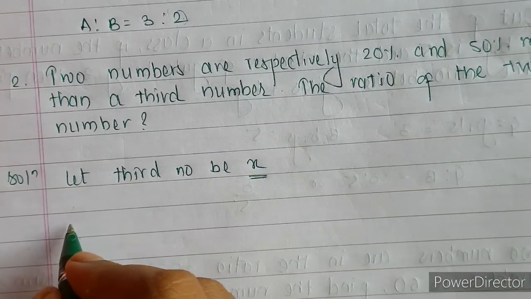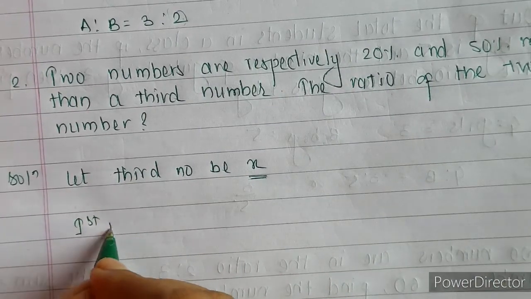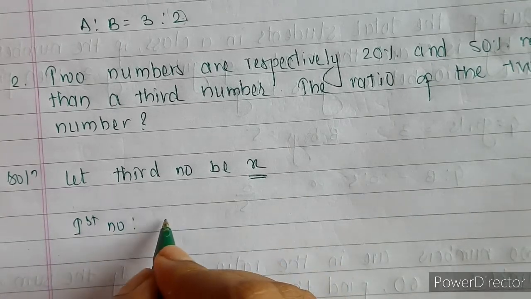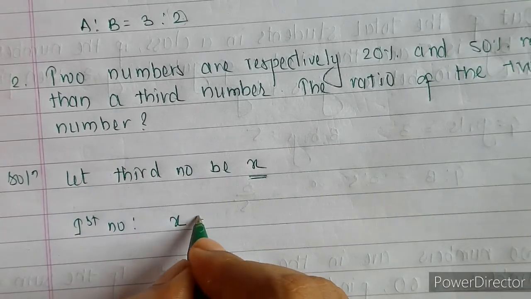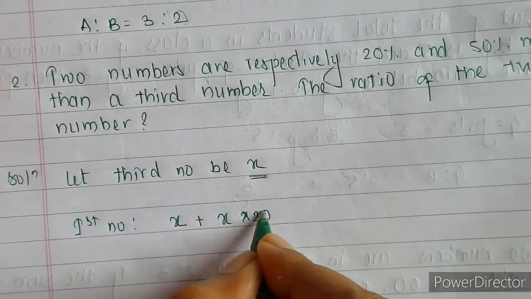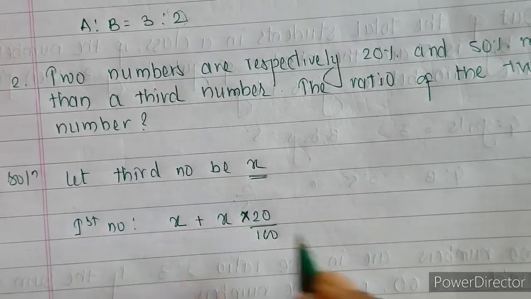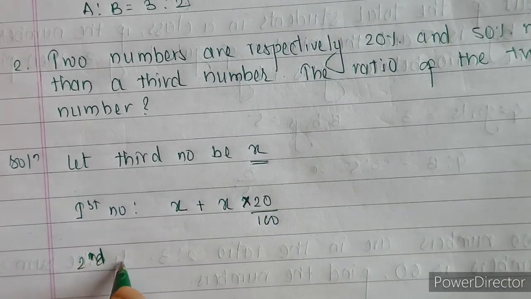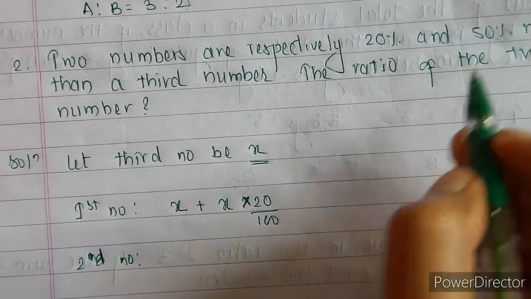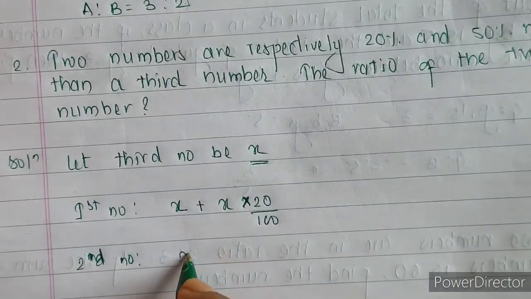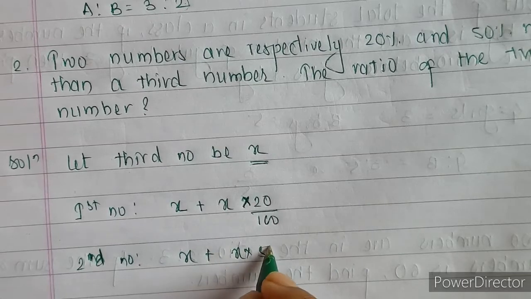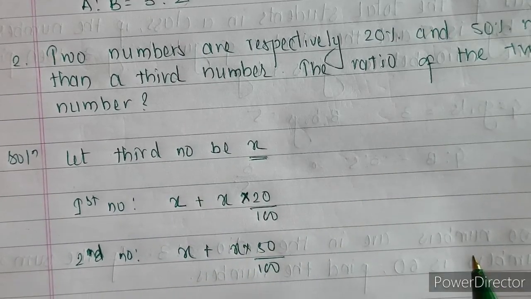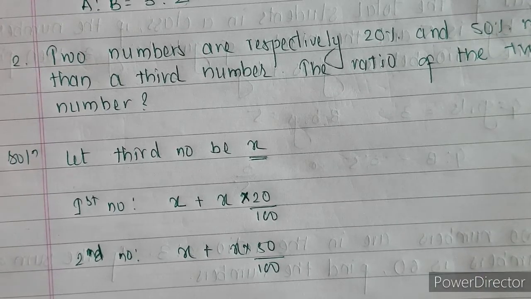So what will be your first number? The first number is 20% more than the third number. So it will be x, the third number, plus 20% more than the third number, right? What about the second number? It is 50% more than the third number. So the third number plus 50% more than the third number will be your second number. Now we want to find the ratio of these two numbers.